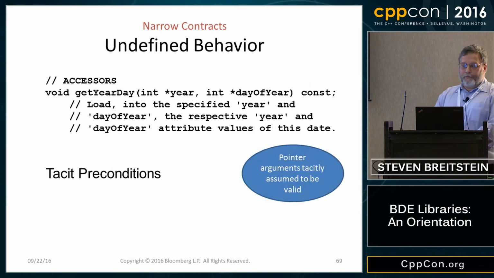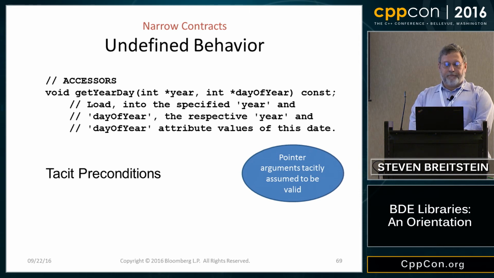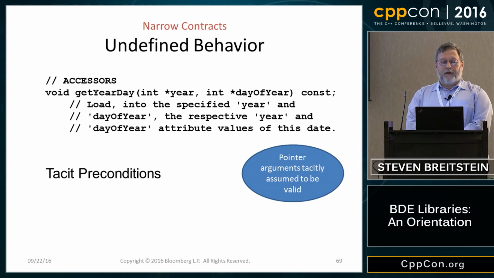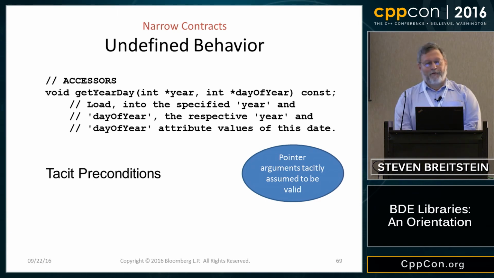Okay. Over here, we have a contract: load into the specified year and day of year the respective year and day of year attributes of this date. Does the contract say either of those pointers have to be non-zero? Could they be zero? The contract doesn't say anything, but the tacit assumption is that those are valid pointers. They are not zero. They're also not 1, 2, 12, other values that are probably not good addresses. They have to be good addresses. In this case, they have to be writable. They have to be aligned.